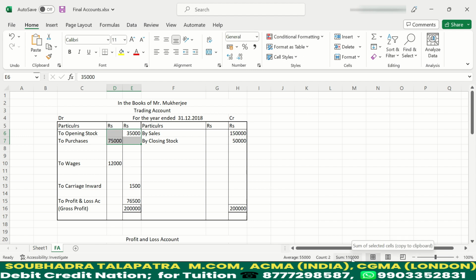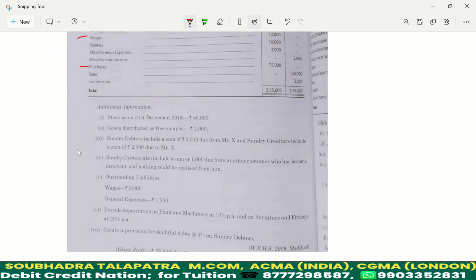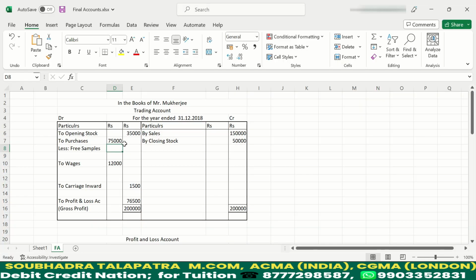Now when I distribute samples, I can distribute from my opening stock or I can distribute from my purchases. If you assume that you are distributing from your purchases, you can deduct from purchases. Else if you want to assume that you are distributing from opening stock, yes, you can deduct from your opening stock. So I am assuming that I am distributing from my purchases. So we call it purchases less free samples. How much? 2000.